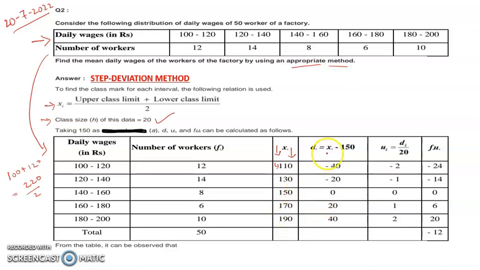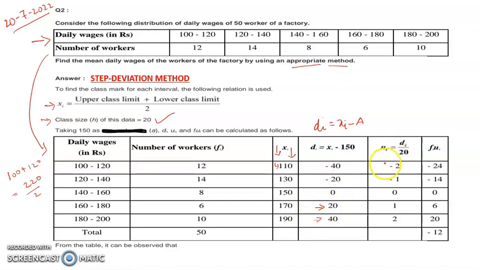So di is equal to xi minus a. So xi minus 150. That is why I have written it. So what is the value first? 110 minus 150 will give me minus 40. 130 minus 150 will give me minus 20. 150 minus 150 is 0. 170 minus 150 is 20. 190 minus 150 is 40. So in this way we have got these values.